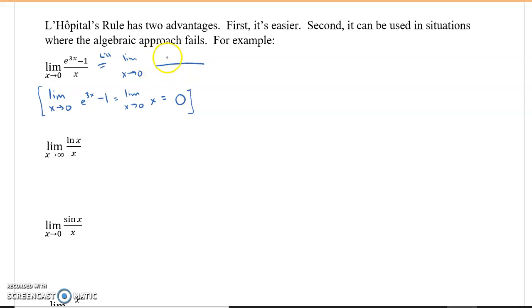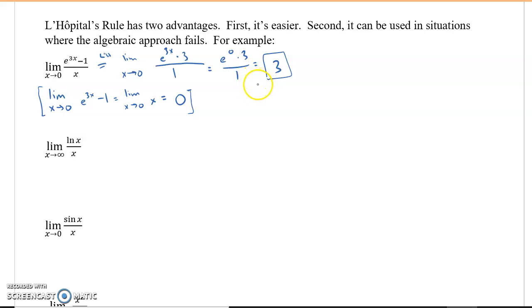So the derivative of the top is e to the 3x because the argument doesn't change. But don't forget the chain rule. So derivative of 3x is 3. And then the minus 1 turns into a minus 0, so we won't worry about that. And then the x turns into a 1. We no longer have an indeterminate 0 over 0. We now have, well, if we do direct substitution, we get e to the 0 times 3 over 1, and that's going to be 1 times 3 over 1, or just 3.